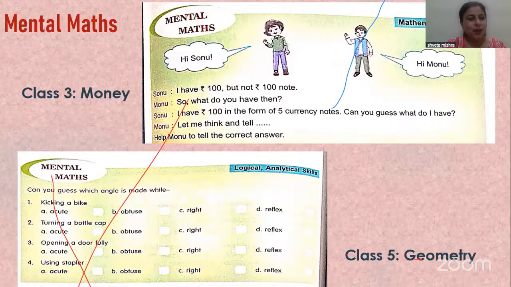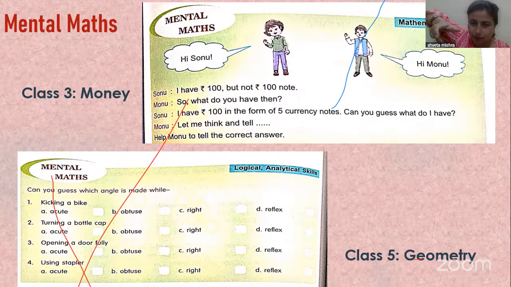Turning a bottle cap. Which angle is made? A acute, B obtuse, C right, D reflex. When we turn a bottle cap, which angle is made? Acute. It can be acute when we do it like this. If we do it like this with a greater angle, it can be 90 degrees also. And if somebody is very innovative in this, it can be obtuse also. Good. Such questions should be solved with a demo.